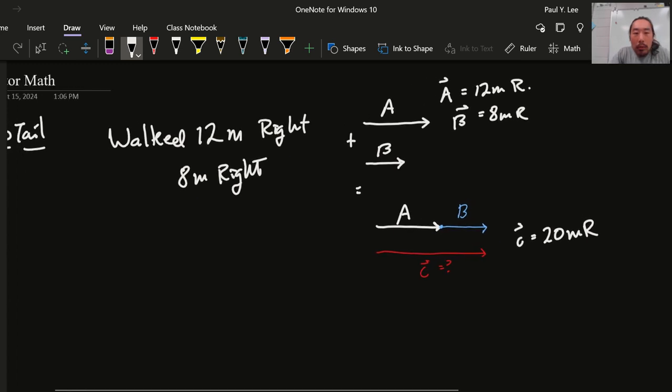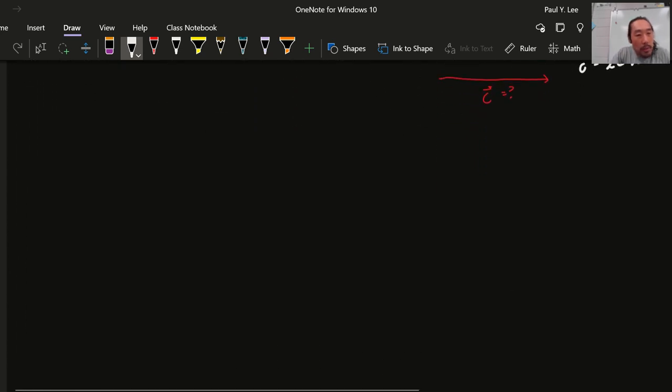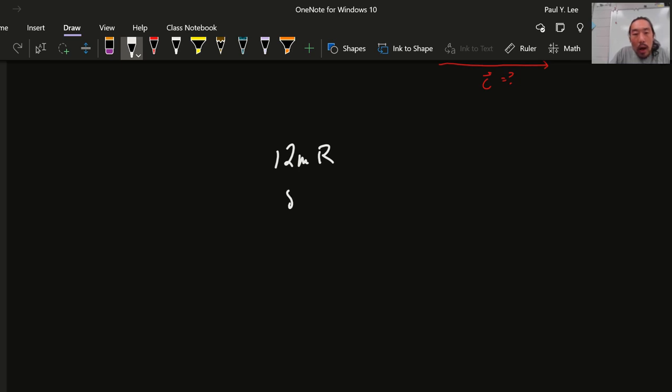Well, what about if we have tip to tail, but with vector subtraction? Okay. So let's do the same scenario. We'll have vector A be 12 meters to the right, but instead of going 8 meters to the right, we're going to do 8 meters to the left. So same thing. I'm going to create both of my vectors. So this is A, and A is 12 meters to the right. And then we have B, which is right there. This is 8 meters to the left.